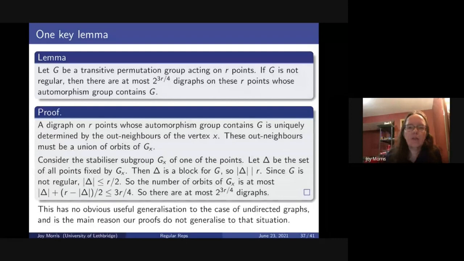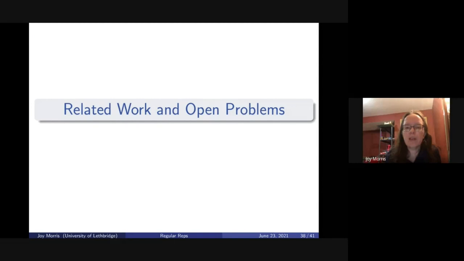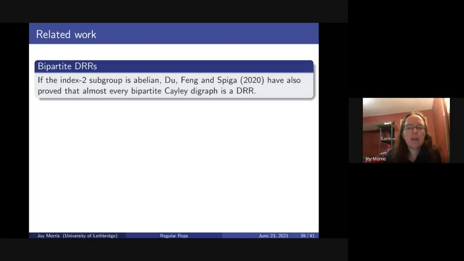So I want to finish off with some related work and open problems. First of all, I mentioned recent work on bipartite DRRs by Du, Feng, and Spiga, and they showed some asymptotics in this case also. So they proved, again, in the special case where that index 2 subgroup is abelian, that almost every bipartite Cayley graph is a DRR.